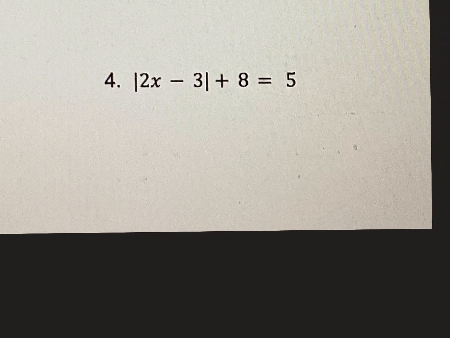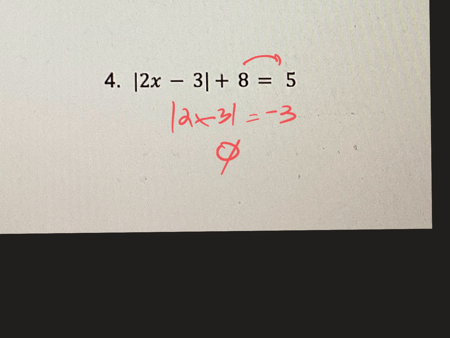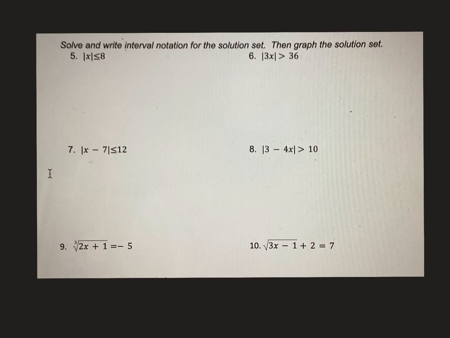Number 4, same deal, except it's going to be much quicker. I can already tell. Move the 8 over. Here's the problem with number 4. When I move that 8, it gives me negative 3. Remember, absolute value is the distance the number is away from 0 on the number line. Distance cannot be negative. That way, absolute value cannot be negative. This will have no solution. So be so careful, because if you try to solve it, given 2 answers, you will find 2. They just won't work. Okay, so be careful.